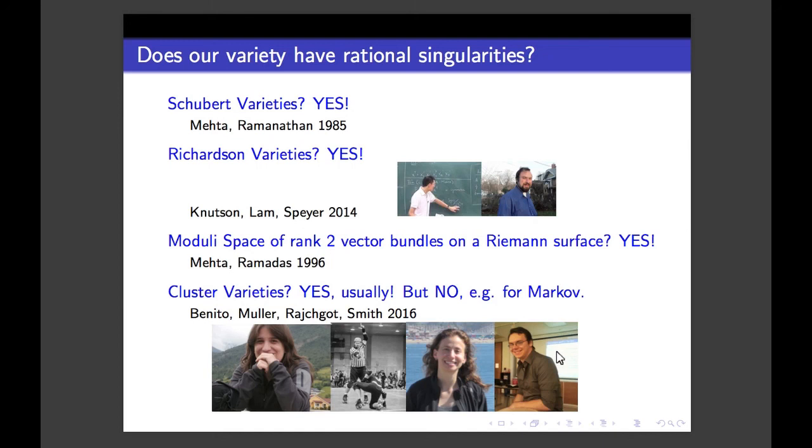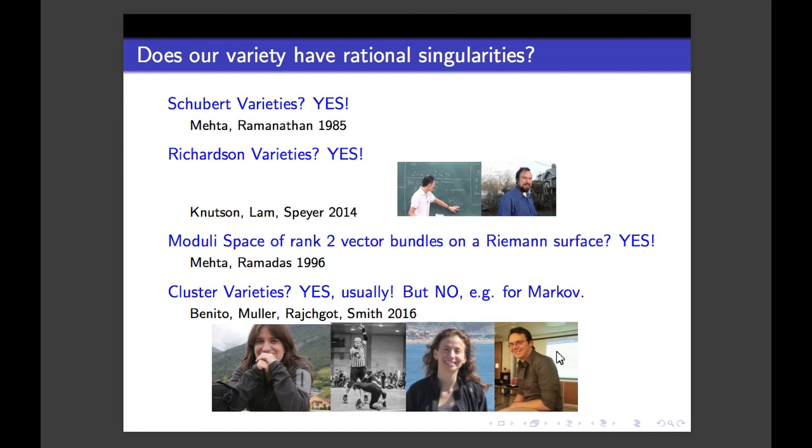And then Richardson varieties, a related thing in representation theory, also have rational singularities, and that was proved by two of my colleagues. So on the left is Thomas Lam, and on the right is David Speyer, and also Allen Knutson from Cornell. That was much more recent that they showed that. So those are representation theory.